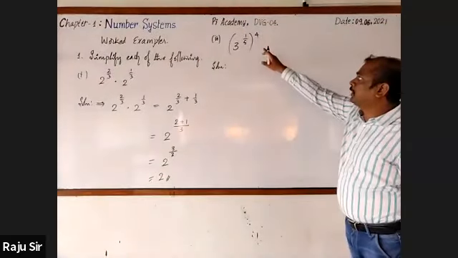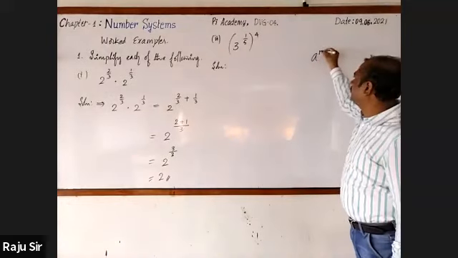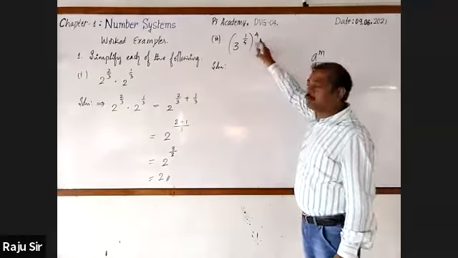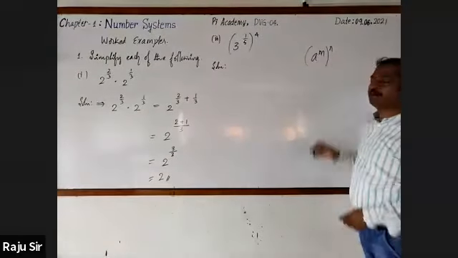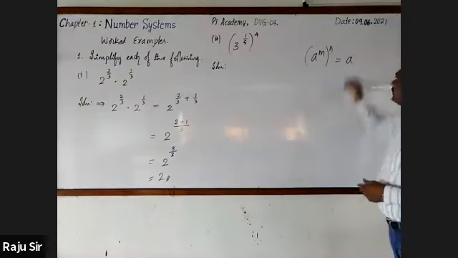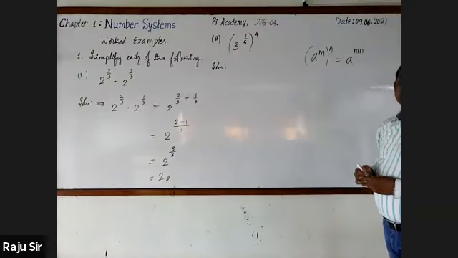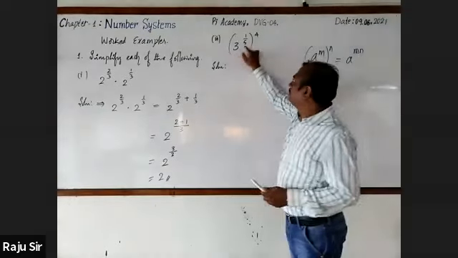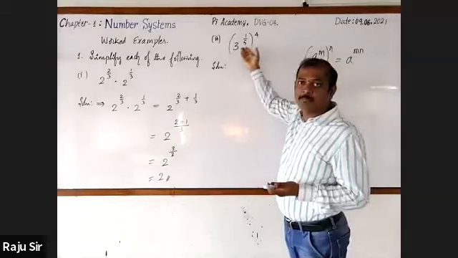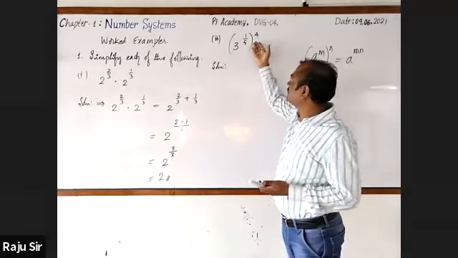3 raised to the power 1 by 5 is of the form a raised to the power m. Then 4 raised to the power 4, it is a raised to the power m, whole raised to the power n, and this can be written as a raised to the power m into n. When you get more number of powers, just go for multiplying. Here also we'll do the same.